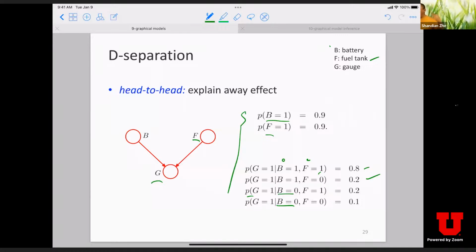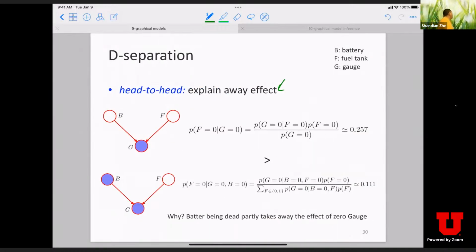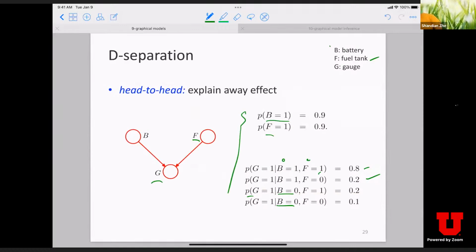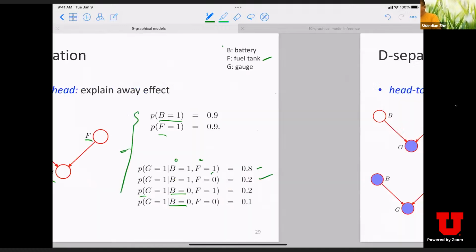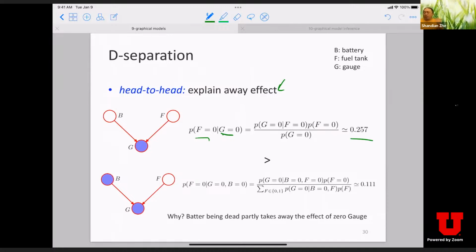Okay, so we want to look at two cases. First, given this model, suppose I observe, case one, that my gauge reading is 0, meaning that my gauge tells me I'm running out of gas. I want to calculate the probability that my fuel tank is really empty. Using this specified model, we can use Bayes' rule to compute that this posterior probability is 0.257.